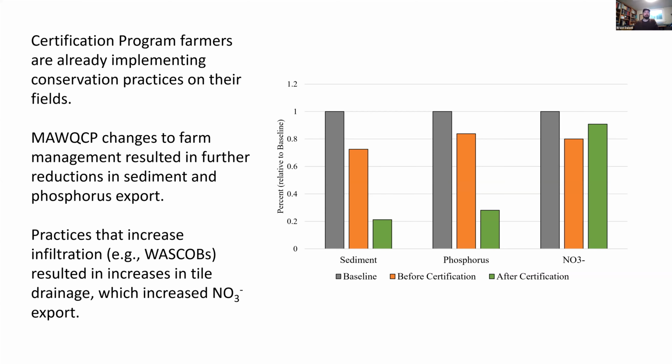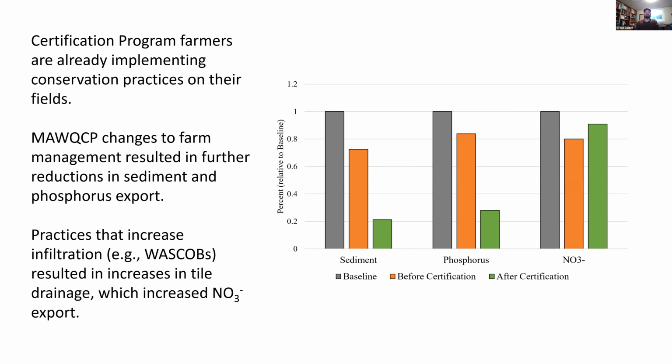And that's primarily the result of water and sediment containment basins that were put on several of the farm fields that we looked at here. Interestingly, those same practices also caused a slight uptick in what the model predicted for lateral soil water flow and tile drainage volumes. And so that actually caused a small increase in simulated nitrate export.